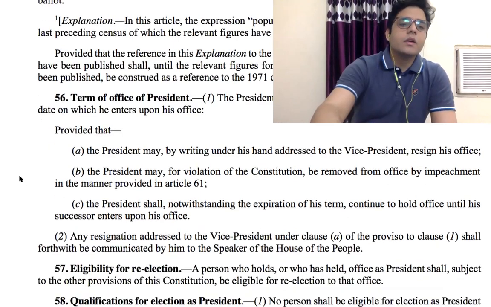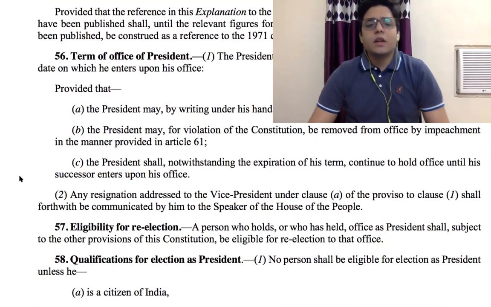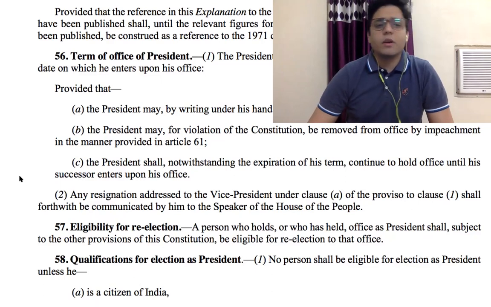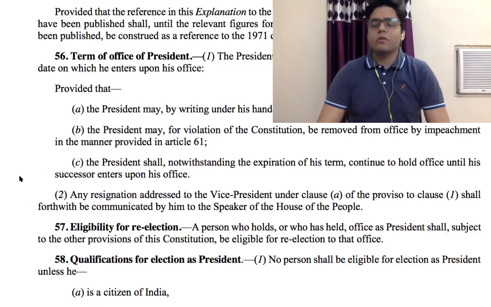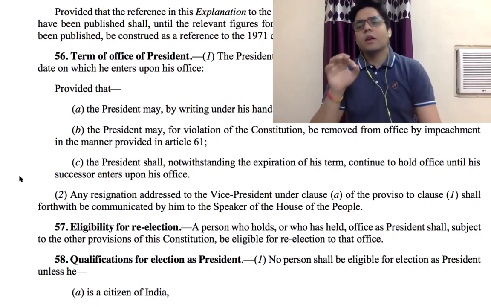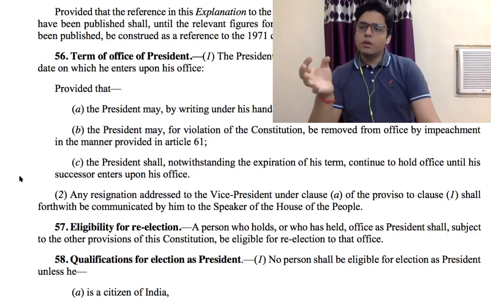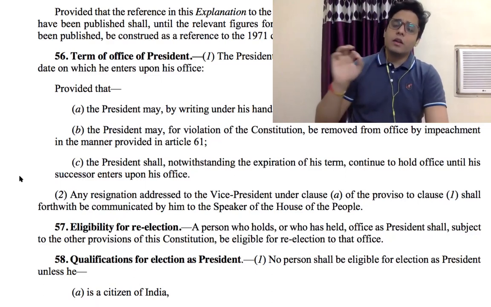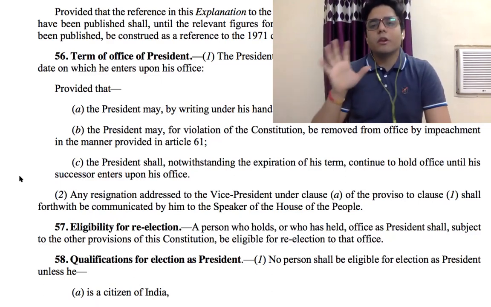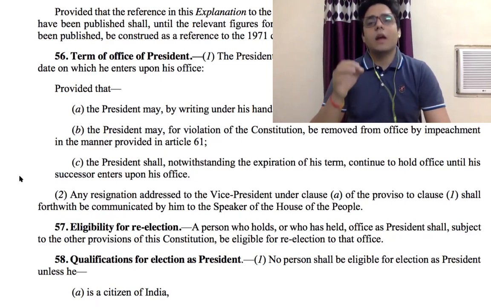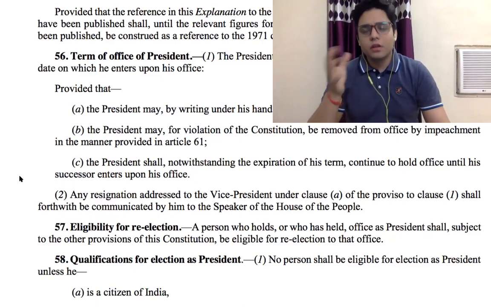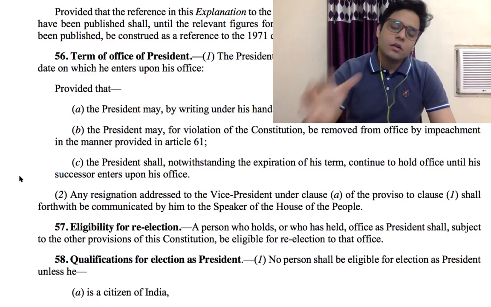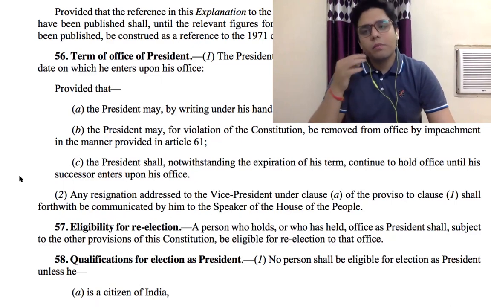Sub-article 2: any resignation addressed to the Vice President under clause (a) of the proviso to clause 1 shall forthwith be communicated by him to the Speaker of the House of the People. It simply says that when a resignation is given by the President to the Vice President, the Vice President will be bound to forward that resignation as soon as possible to the Speaker of the Lok Sabha. And what is the reason for this? So that the representatives of the people in the Lok Sabha, where members of Parliament sit, are aware that the president has resigned.